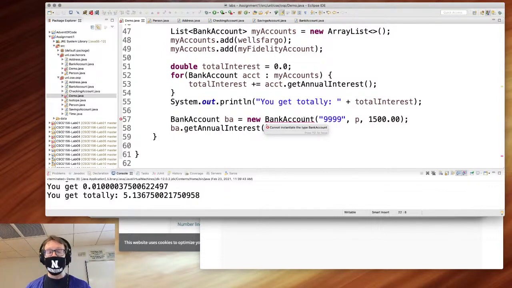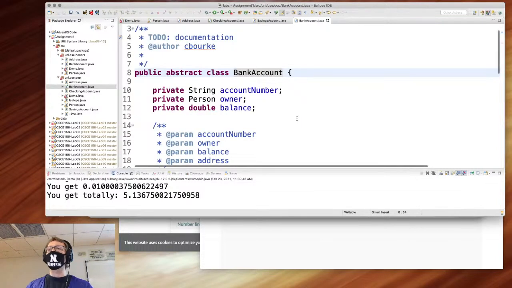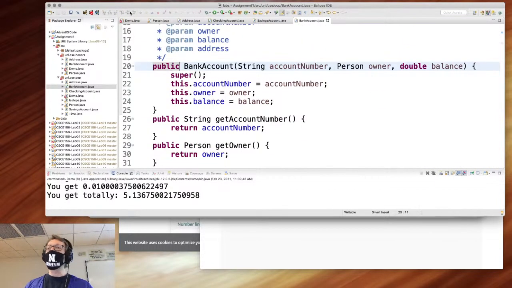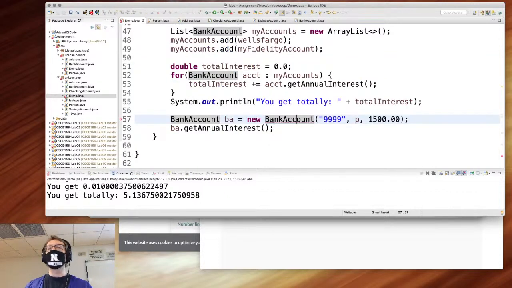By making it abstract, I can no longer create any generic bank account instances. It's not letting me do this anymore. Right? That constructor, I didn't delete the constructor. The constructor is still there. It's still public. People can still see it. They just can't invoke it. They just can't call it. You cannot instantiate the type bank account. Why? Because it's abstract.